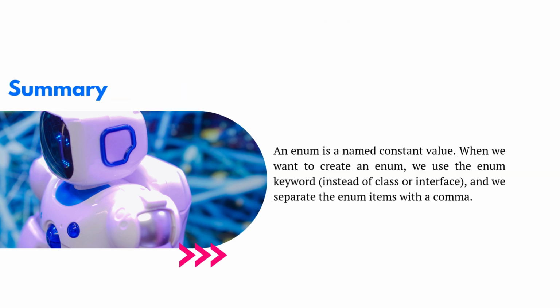An enum is a named constant value. When we want to create an enum, we use the enum keyword instead of class or interface, and we separate the enum items with a comma.